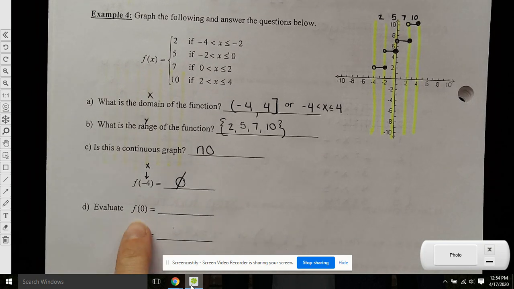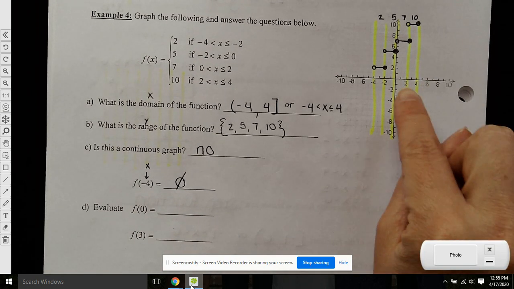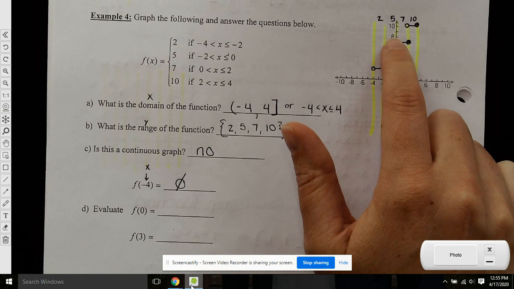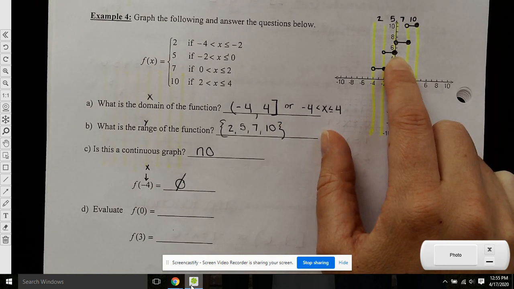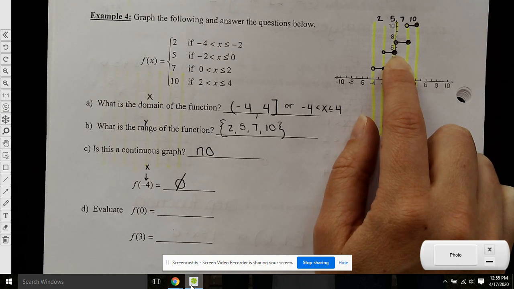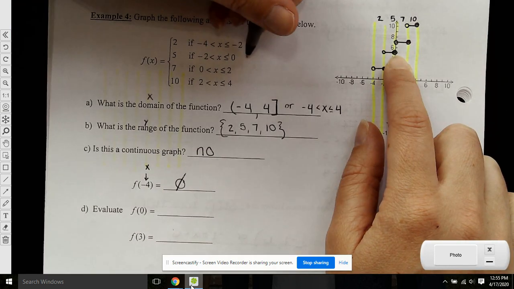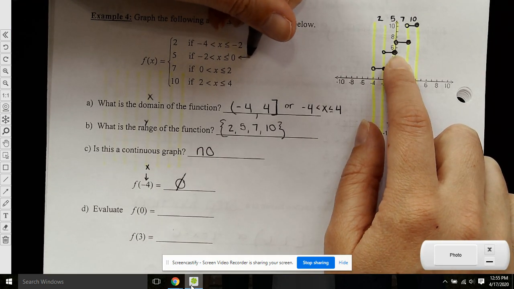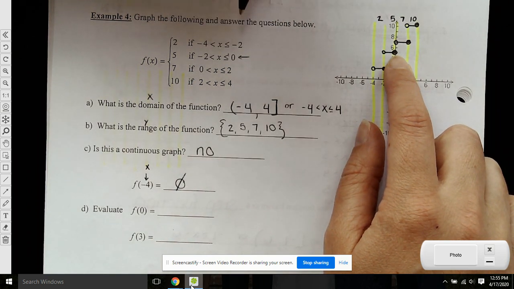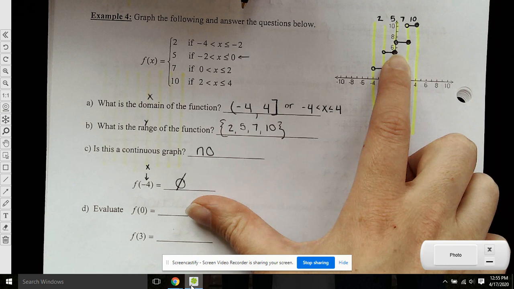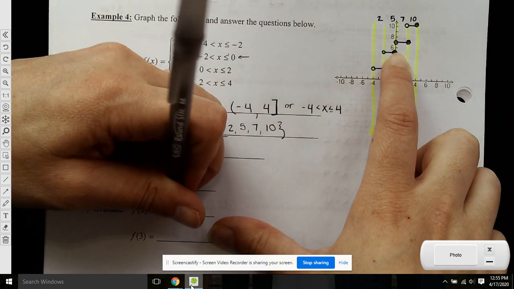If I'm looking for f of 0, here's 0. And notice I have 2 dots that fall on x equals 0. I'm looking at the filled in circle. So notice here, this is where x equals 0. It would fall under this category, not this one, because this is just where x is greater than 0. So the value of f of 0 is going to be 5.